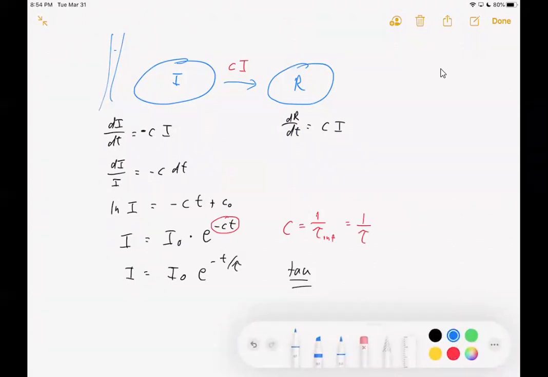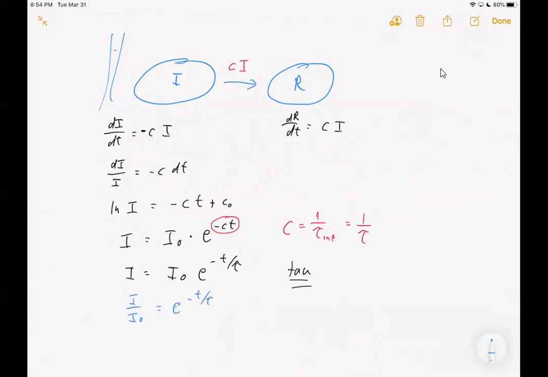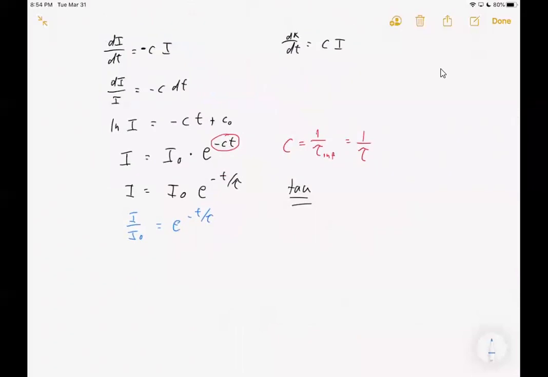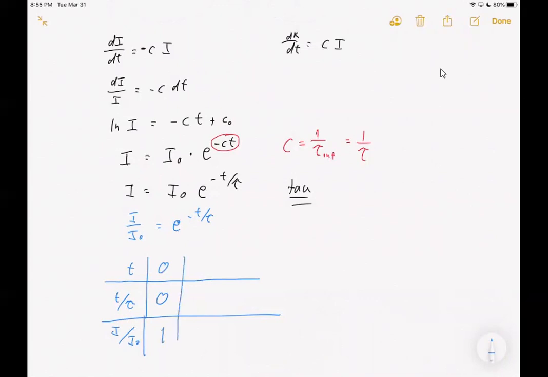This is going to be more informative, because we could make a little table here. In fact, let me write this as I over I naught equals e to the negative t over tau. Then I'll make a little table of t, and put down here what I divided by I naught, the proportion of I that's left out of I naught. Let's put t over tau here, and I over I naught at the bottom. When this is 0, e to the 0 is 1. Therefore, I over I naught is 1. In other words, we have 100% left because we're at time 0.